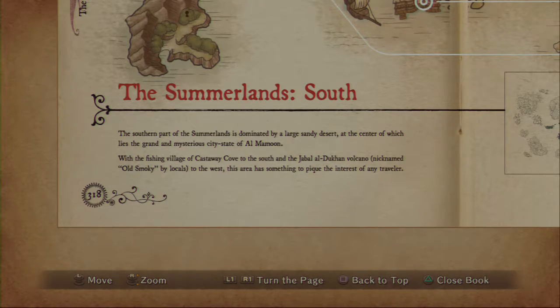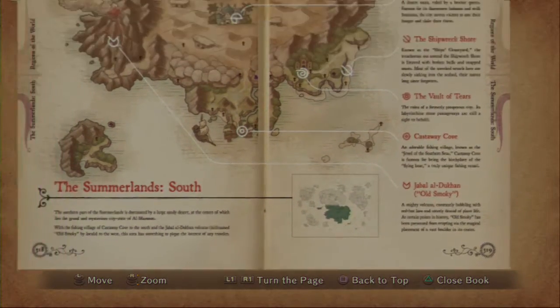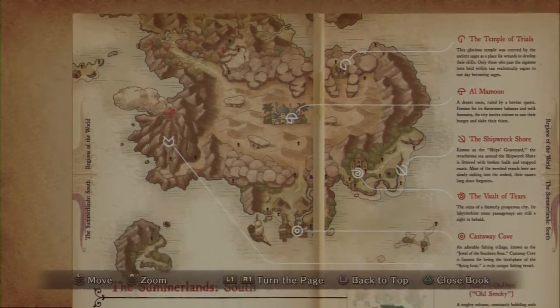The Summerlands South. The southern part of the Summerlands is dominated by a large sandy desert, at the center of which lies the grand and mysterious city of Mamoon, with the fishing village of Castaway Cove to the south, and the Jabal al-Dukhan volcano, nicknamed Old Smoky by locals. To the west, this area has something to pique the interest of any traveler.